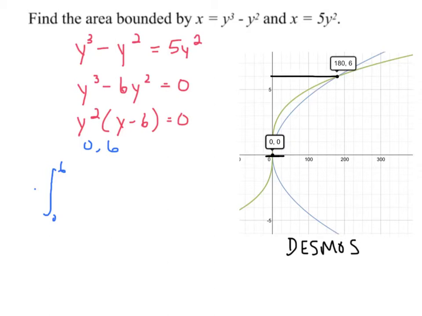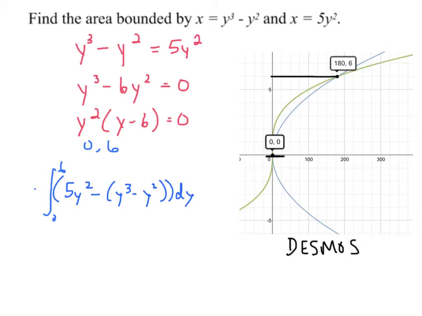Well, next, we want to know what function's on top. I would pick an interior point, maybe 1. Plug it in. 1 cubed minus 1 squared is 0. 5 times 1 squared is 5. So the parabola is on top, and you can see that that's true. The parabola has the bigger value. The blue has the bigger value. So we're going to have 5y squared minus y cubed minus y squared.